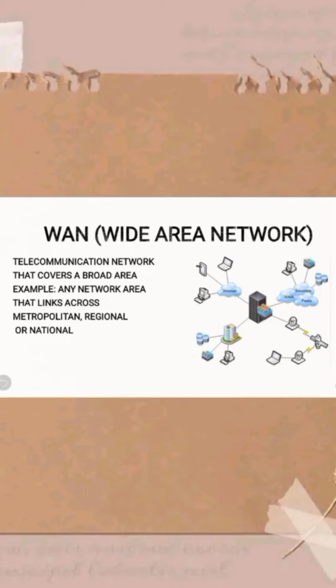Then, WAN, wide area network. It is a telecommunication network that covers a broad area. So what is this broad area? Any network area that links across metropolitan, regional, or national boundaries. So this is a wide range of network. It really comprises a country or a national or a regional area. So that is how a wide area network spans or comprises an area.